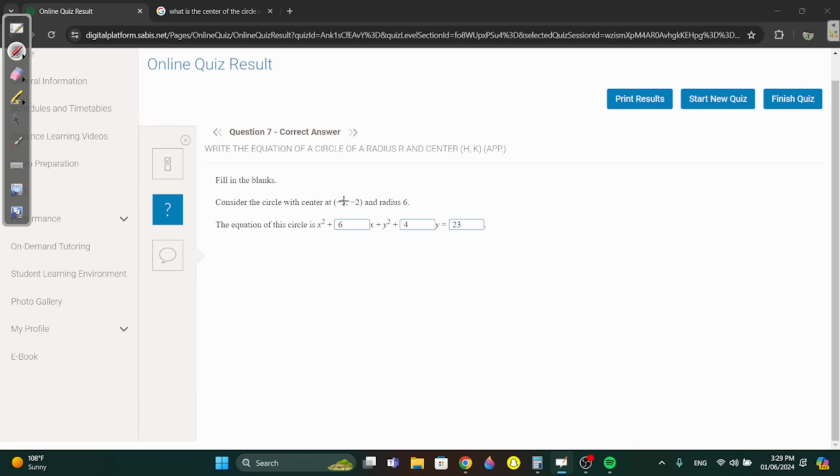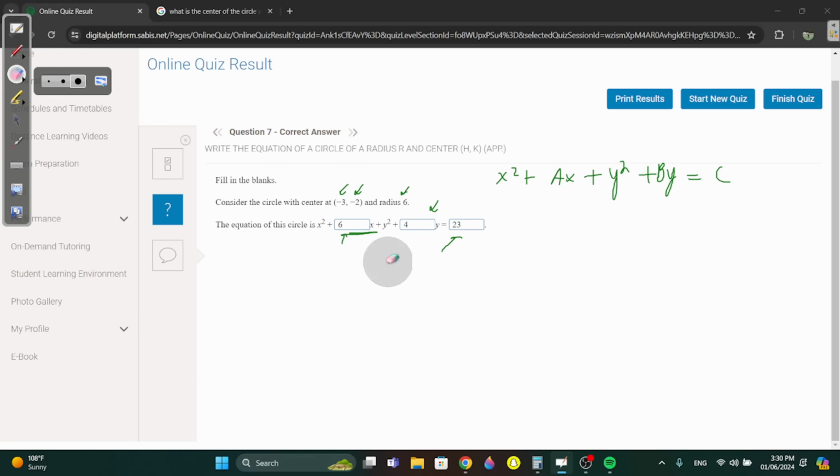Consider the circle with center minus 3, minus 2, and radius 6. Okay, you have two ways to do this. Here what they want is a, right? They wrote it in standard form, x squared plus ax plus y squared plus by equals c. When you're asked to find it like this, I don't recommend doing formulas, because once you want to find c, you're gonna get stuck because there's no formula to find c. We only have the a and b.